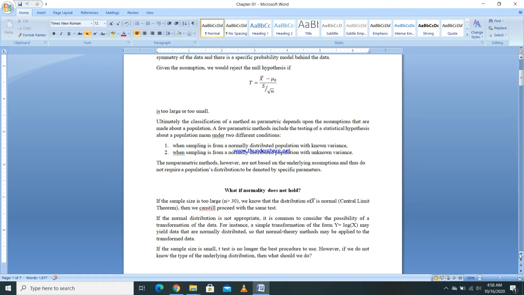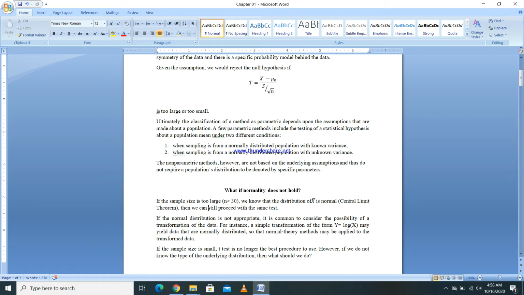So what happens now? Let's say you have no idea about the sampling distribution, but your sample is very large. In that case, we can always apply the central limit theorem, assume normality, and still apply the parametric methods. So in other cases, what will happen if the normal distribution is not appropriate, right?